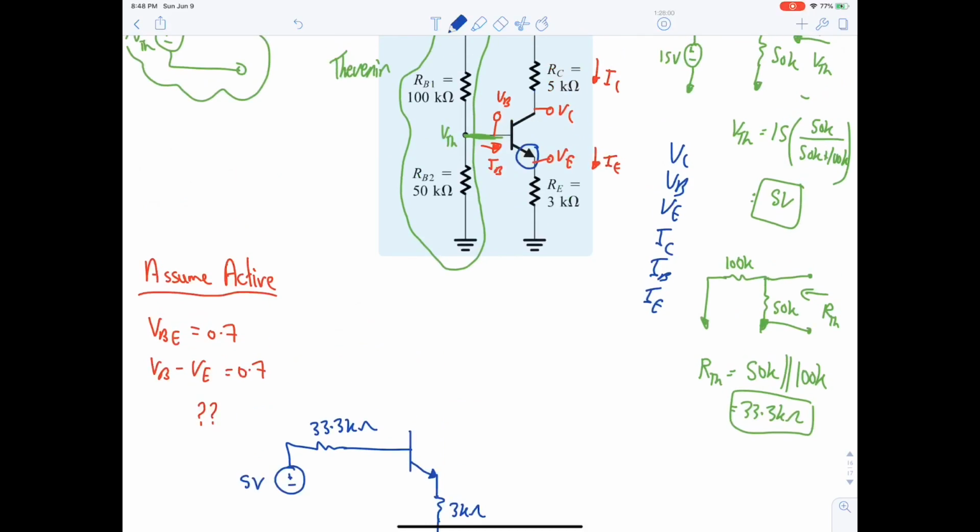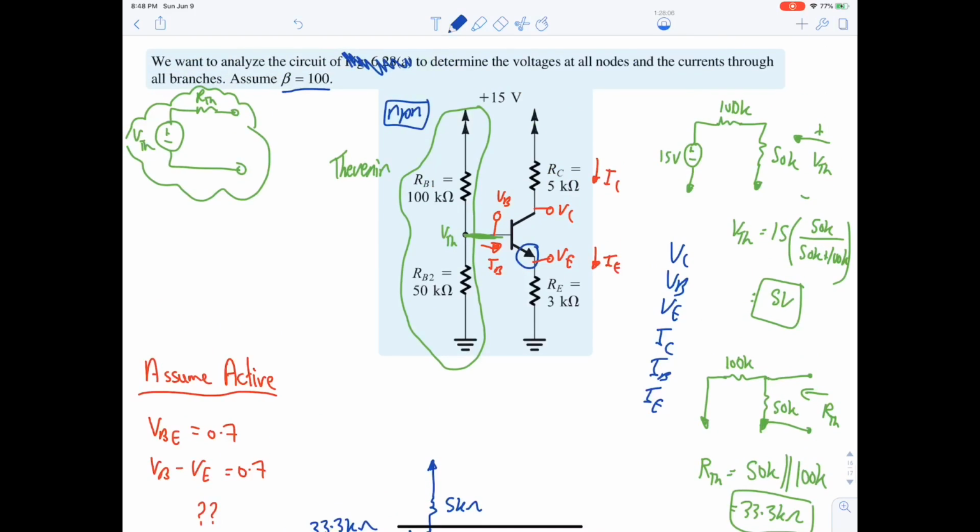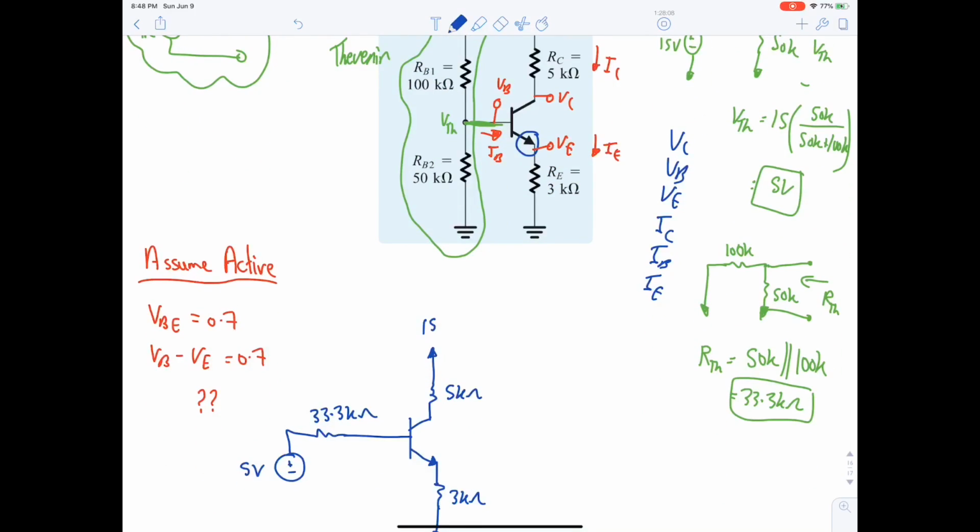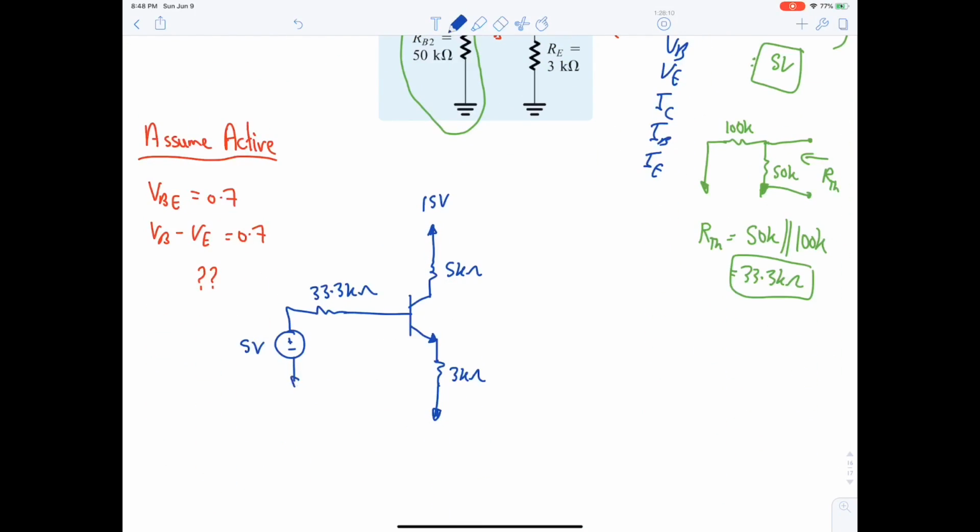Okay, here 5 kilo ohm, and this is 15 volt. Now let's label this again. This is VB, VE, VC, IC, IE, IB is inwards.